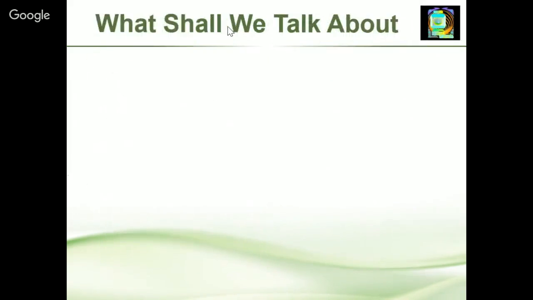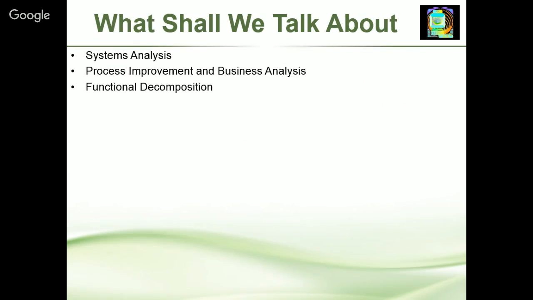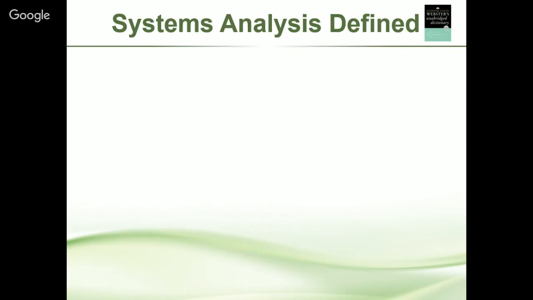So let's get started. What will we talk about today? We're going to talk about systems analysis, as well as process improvement and business analysis. We'll walk through functional decomposition, which is systems and process business analysis. This technique is used in a lot of places. We'll talk about data flows and data flow diagrams, which are a systems analysis technique. And of course, we will walk through an example or two. And at the end, we'll, as always, wrap up with things that are important to take away from this.